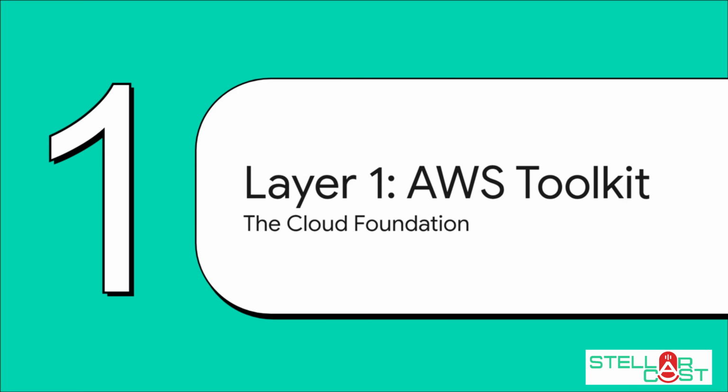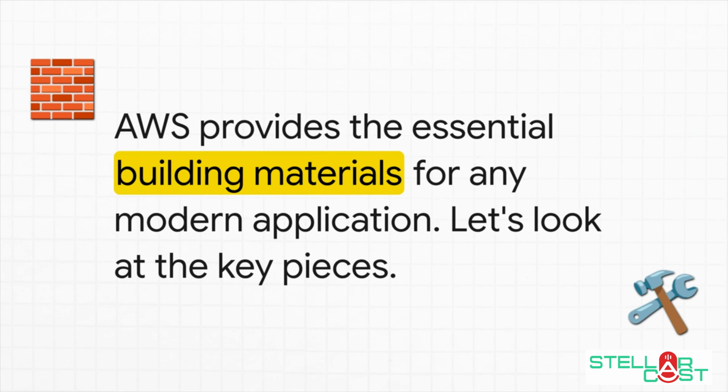So, our first layer is the foundation. Before you can build anything, you need your materials, right? This is our AWS toolkit. These are the fundamental services that absolutely everything else is going to rest on. Think of these services as your concrete, your steel, your wiring. They are the complete non-negotiables for building anything robust and serious in the cloud. So let's take a look at the core pieces.